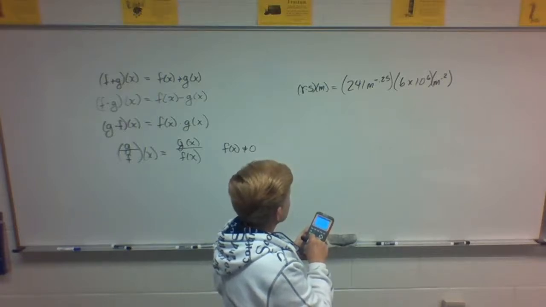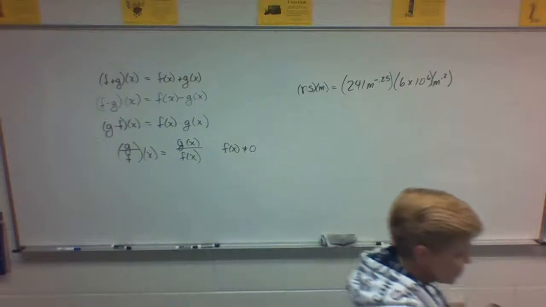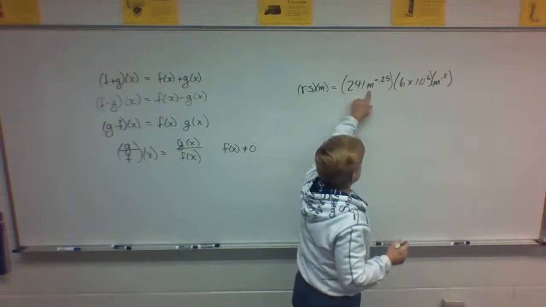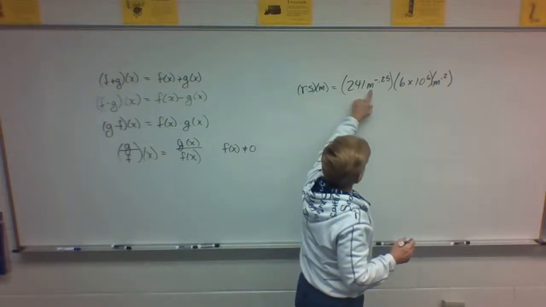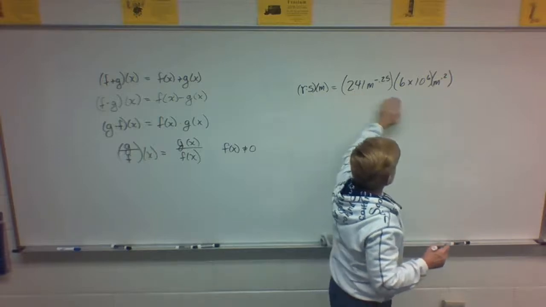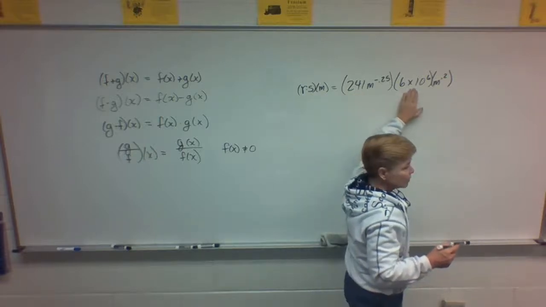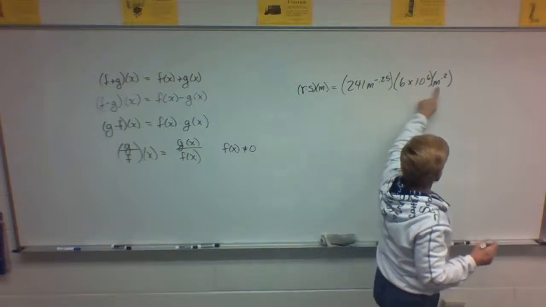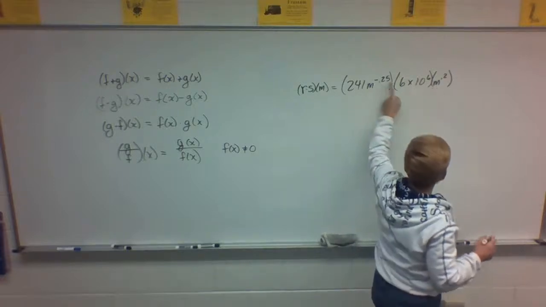Wait a minute, we can't plug anything in yet because we don't know what M is. Hang on. I guess they just wanted us to find R times S as a new function. We can't actually evaluate it unless we know what M is. So to simplify this, we could take the 241 times this number, and this M to the negative quarter times this M to the 0.2 by adding the exponents. We could do that.